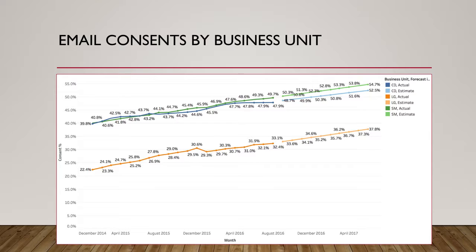Now look at the percentages by each business unit. All the business units seem to be moving in the right direction. Just like web, LG business unit has quite a bit of work to do to improve its email consents.